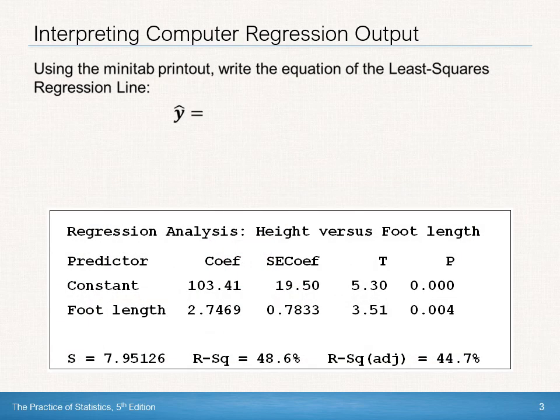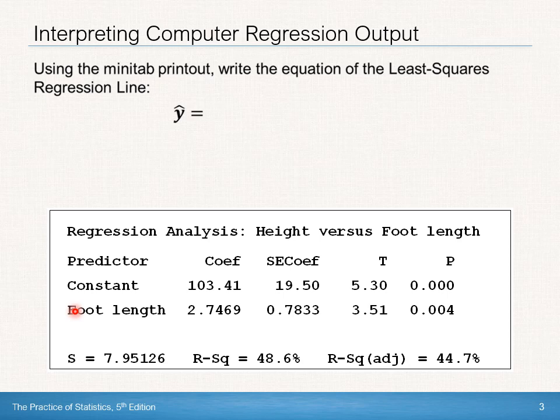All right, let's look at an example. Here we have a Minitab printout, and it tells us that this is relating someone's height versus their foot length. So we're using either their height to predict their foot length, or their foot length to predict their height. How do we know which one is which? Remember, foot length is the explanatory or X variable.